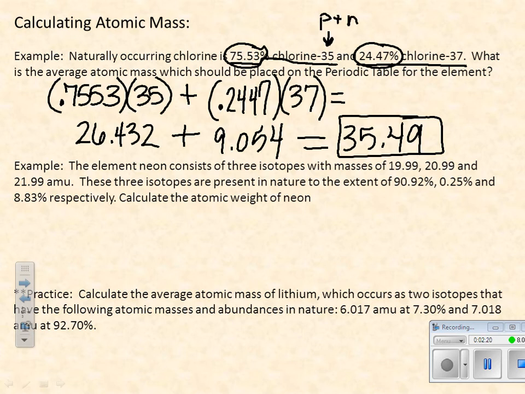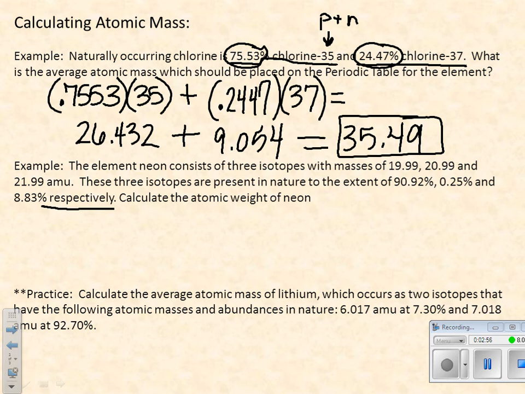All right, so example 2. Once again, you put your correct percentages with your correct mass isotope number. Now, read very carefully on this one. The element consists of these isotopes at 19.99, 20.99, and 21.99 AMU. These 3 isotopes are present in nature to the extent of 90.92%, 0.25%, and 8.83% respectively. Make sure you notice this key word. Okay, we got to keep the correct percentages with the correct masses.